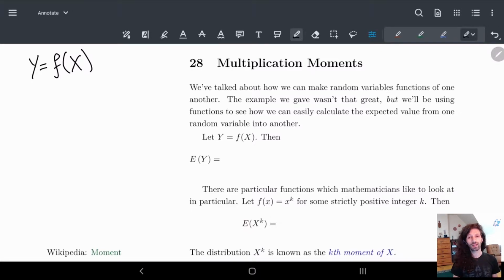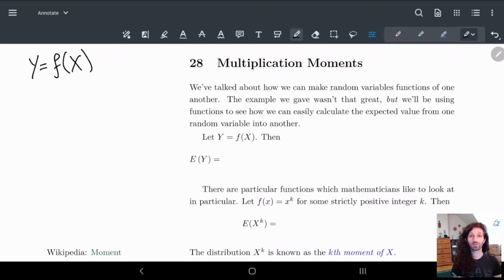The examples we gave though weren't that great. It was kind of like, man, who cares? I think a lot of people were like, what? We don't get it. Who cares, right? And this is where we'll actually start seeing where this is viable and why it's a good thing.